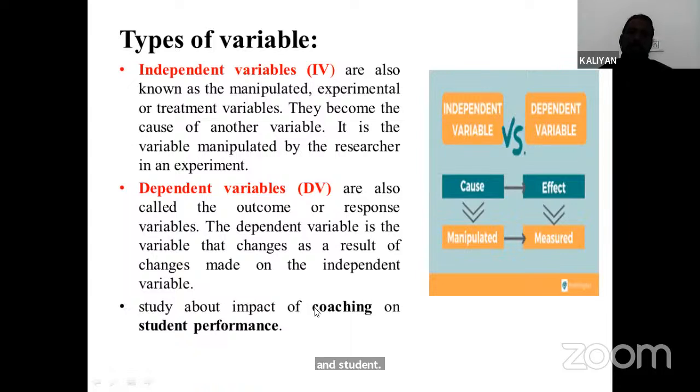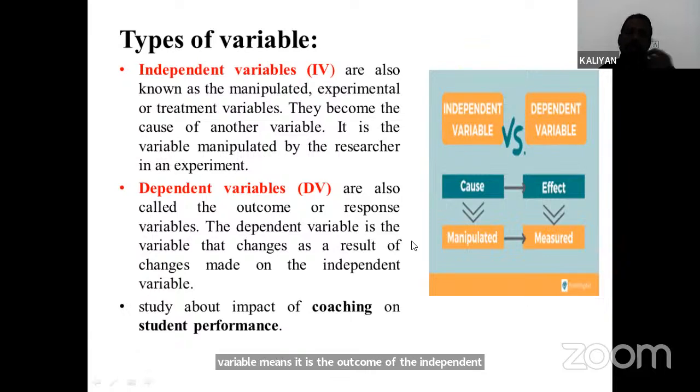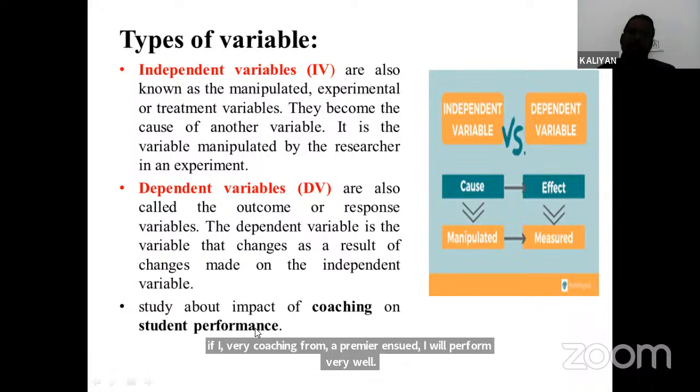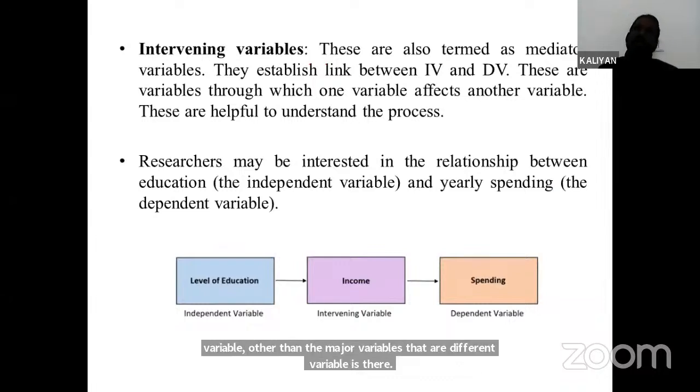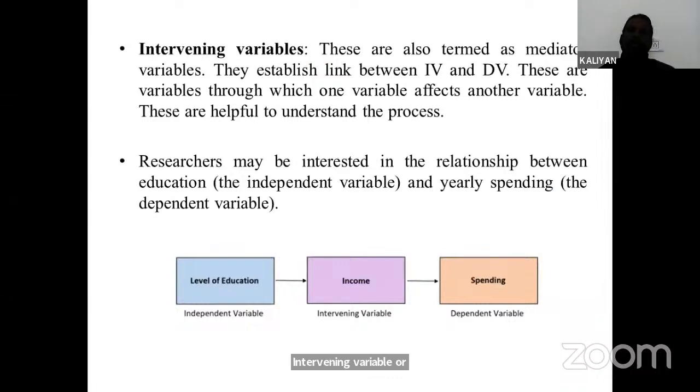So this is the independent and dependent variable. Dependent variable means it is the outcome of the independent variable. So if I take coaching from a premier institute, I will perform very well. This is the major understanding of the types of variable. Other than the major variables, there are different variables. The intervening variable or mediator variable is the linkage between the independent variable and dependent variable.